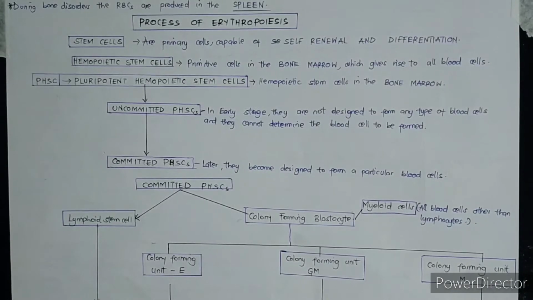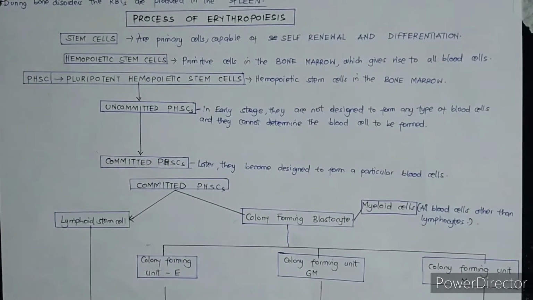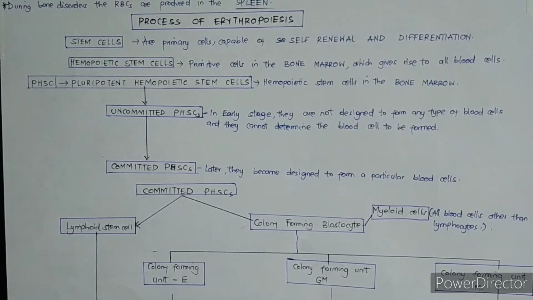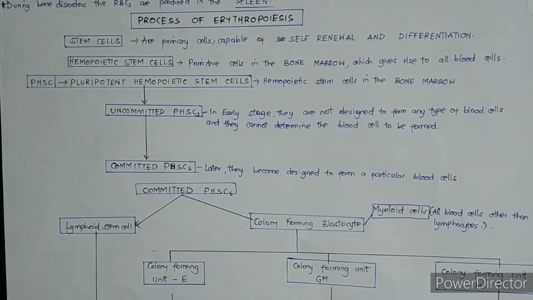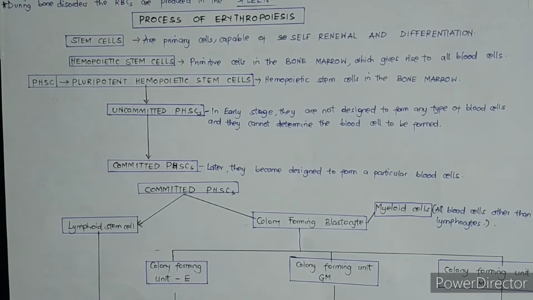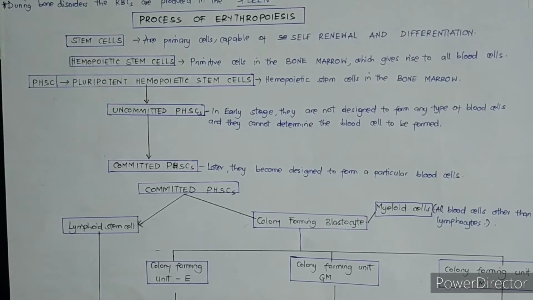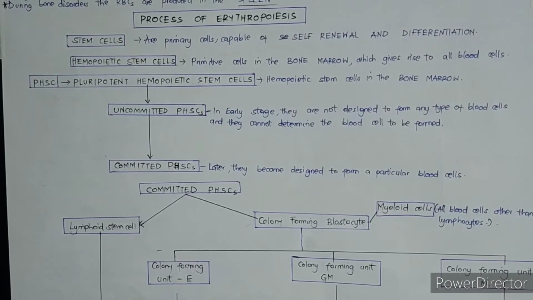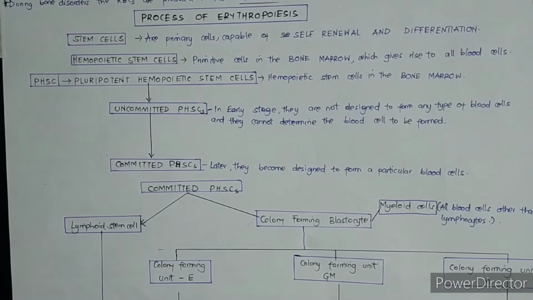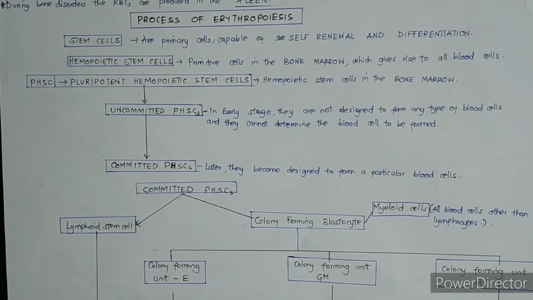The process of erythropoiesis. The stem cells are primary cells capable of self-renewal and differentiation. The hemopoietic stem cells are primitive cells in the bone marrow which give rise to all blood cells. The pluripotent hemopoietic stem cells are hemopoietic stem cells in the bone marrow. There are two types of pluripotent hemopoietic stem cells, the uncommitted PHSCs and committed PHSCs.